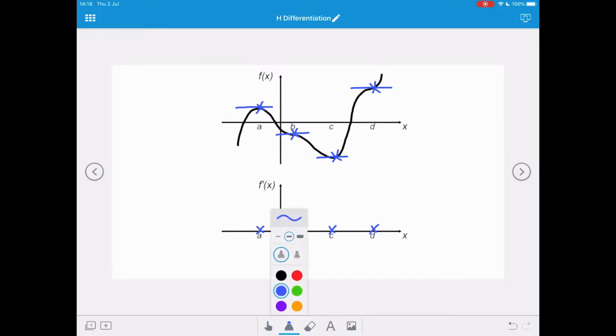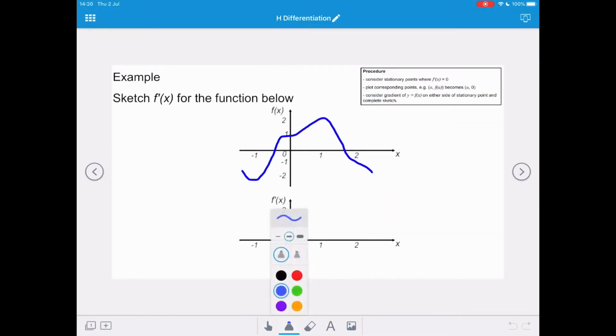Now, in order to figure out how we're going to connect those points together, we need to consider the gradient. So before A it's positive and after A it's negative. After B it's negative, and after C it's positive, and after D it's positive. So connecting our points, before A it's positive, between A and B it's negative, between B and C it's negative, between C and D it's positive, and after D it's positive. So we've now got the graph of our derived function.